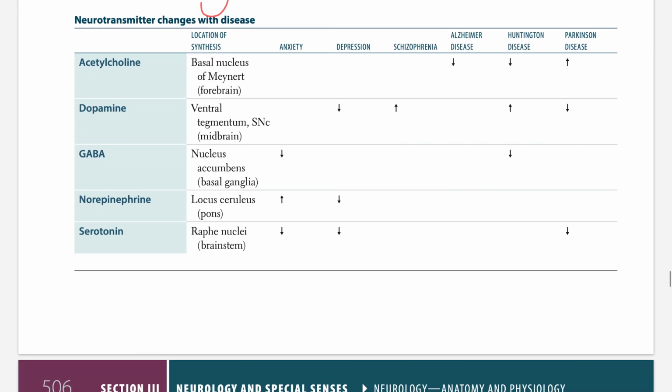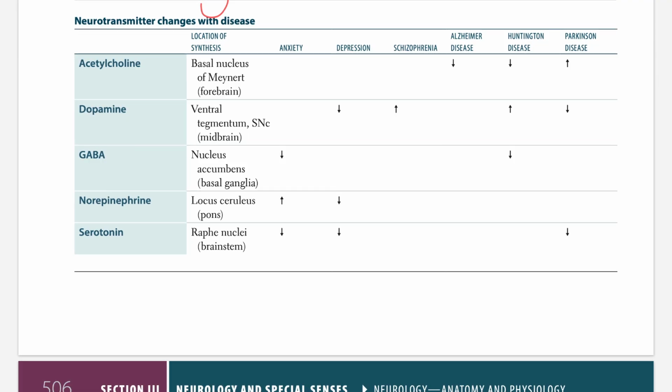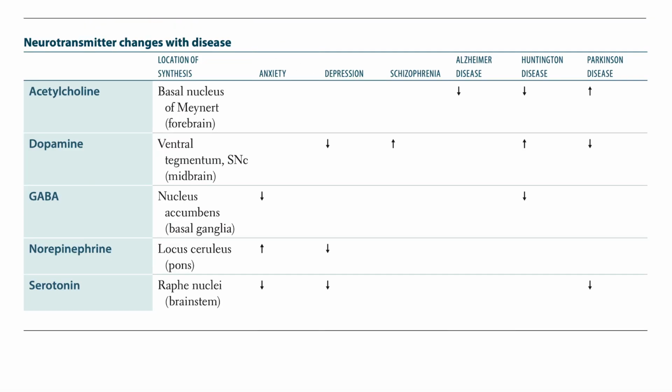Let's move on to the next one, and that is neurotransmitter changes with disease, high yield. Okay, here we have acetylcholine, dopamine, GABA, norepinephrine, and serotonin. Alright, now let's talk about the neurotransmitter changes with disease, high yield. So let's look at the first one, which is acetylcholine.